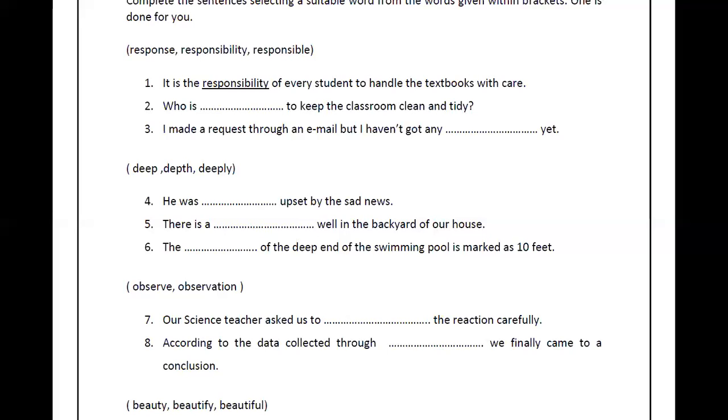And the next one, there is a what kind of well? There is a deep well in the backyard of our house. A well which is very deep. Okay, the final one, the blank of the deep end of the swimming pool is marked as 10 feet. So what is 10 feet? It is the depth. So the depth of the deep end of the swimming pool is marked as 10 feet.